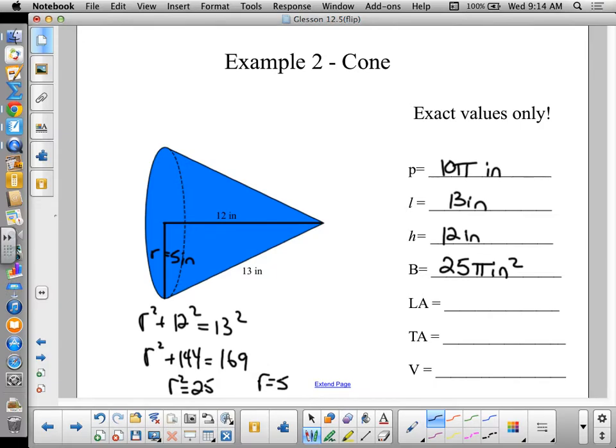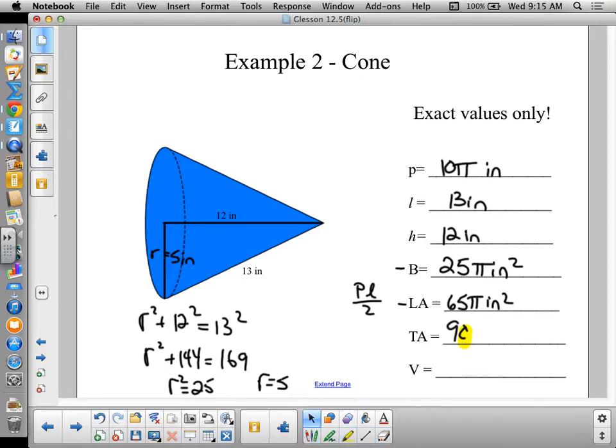Now we're right back to our normal formulas. Lateral area, perimeter times slant height divided by 2. Perimeter of the base is 10 pi, slant height is 13. That'd be 130 pi, but we have to divide by 2, so 65 pi. The total area is simply the base area plus the lateral area, so that's 90 pi. Oops, we need a pi there, not 900 pi. 90 pi would be better.